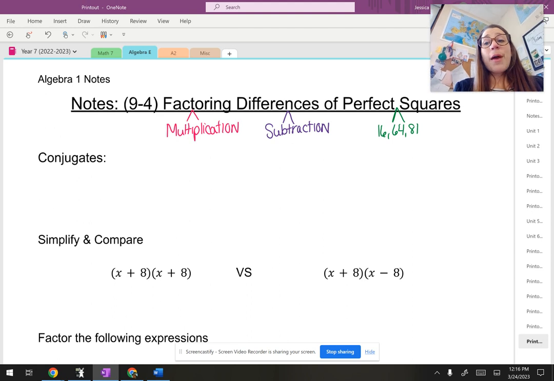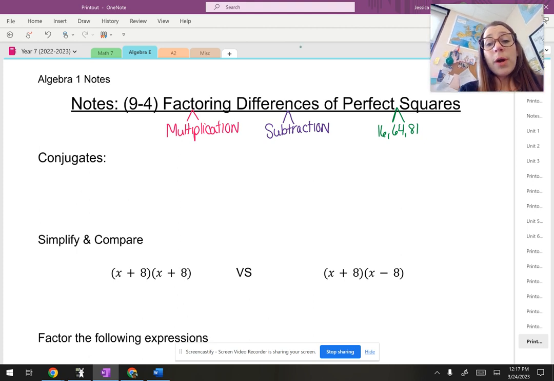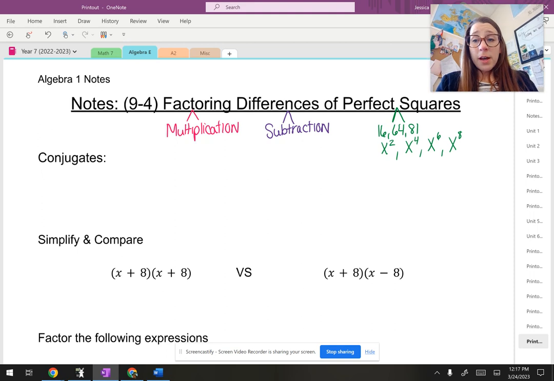Variable perfect squares, back from Unit 2 when we talked about that. Any variable that has an even exponent is a perfect square. So x squared is a perfect square. X to the fourth is a perfect square. X to the sixth is a perfect square. X to the eighth, so on and so forth. And that's because x squared is x times x. X to the fourth is x squared times x squared. X to the sixth is x to the third times x to the third.